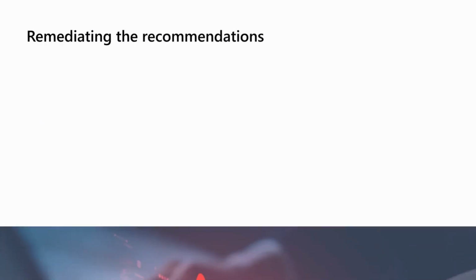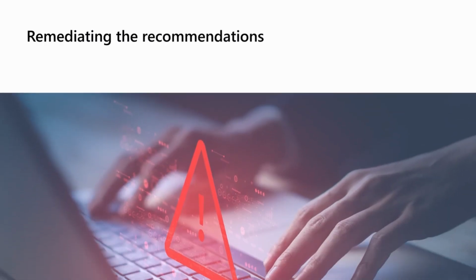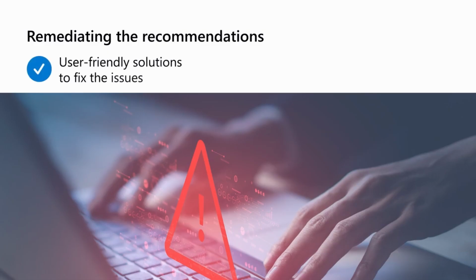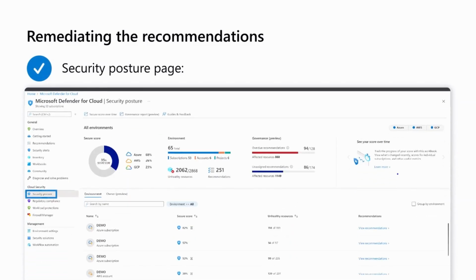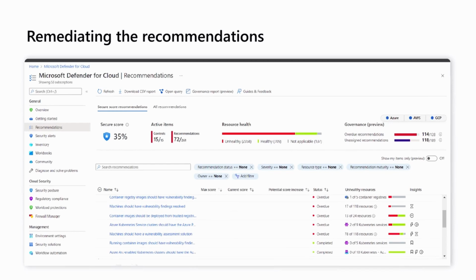Now, the third requirement is remediating the recommendations. Even if you're aware of misconfigurations in your security or potential risk factors and threats against your environments, you may need to learn how to fix them. Defender for Cloud offers a user-friendly solution for these situations. The Security Posture page shows you an overview of all your environments. The Recommendations page shows you all the recommendations and security misconfigurations associated with your resources. From here, you can find solutions that are easy to deploy or guidance on how to remediate the issues pointed out by the recommendations.